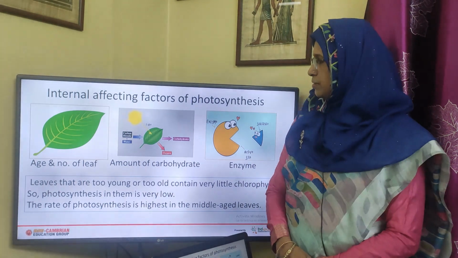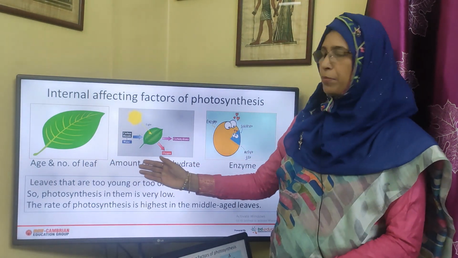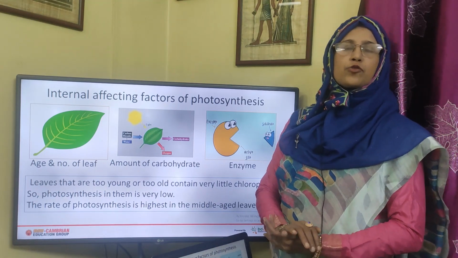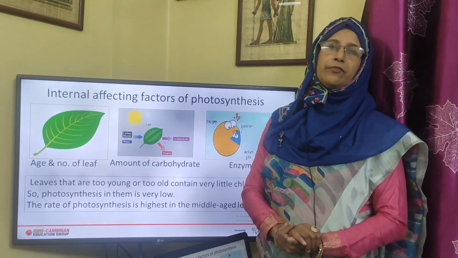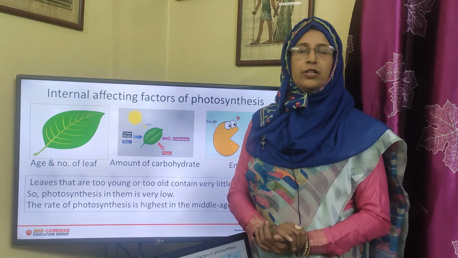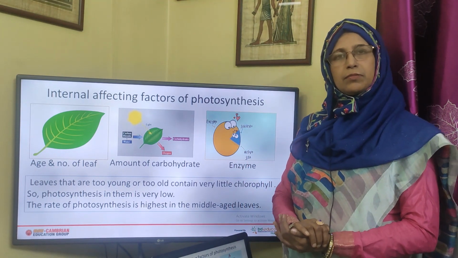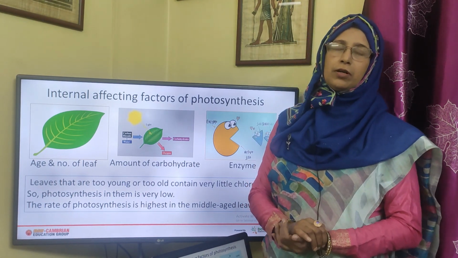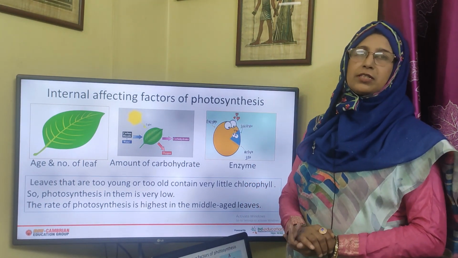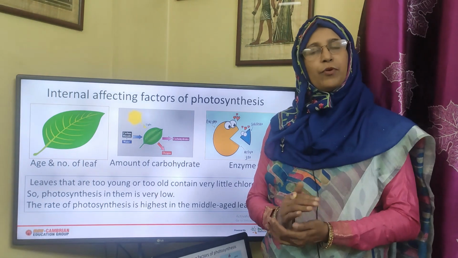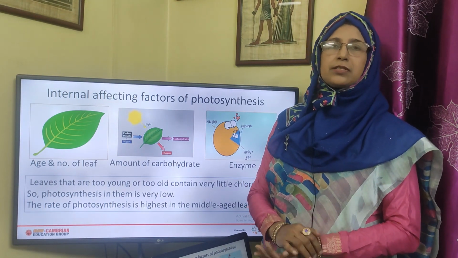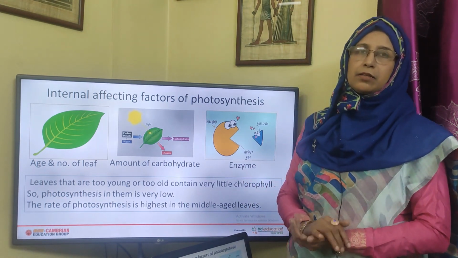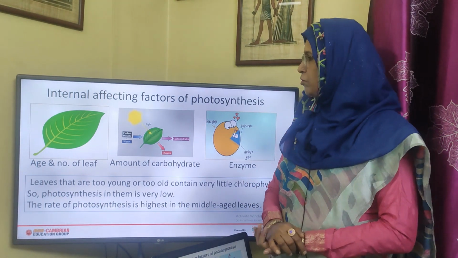Internal factors. First, age and number of leaves. Age means that too young and too old leaves contain less chlorophyll, so the rate of photosynthesis in them is less. So where is the rate of photosynthesis better? That means a middle-aged leaf is better for photosynthesis.